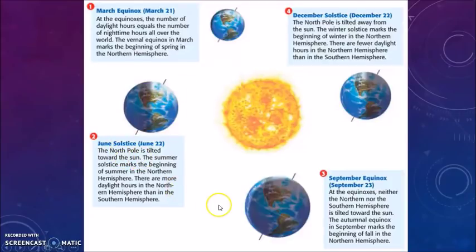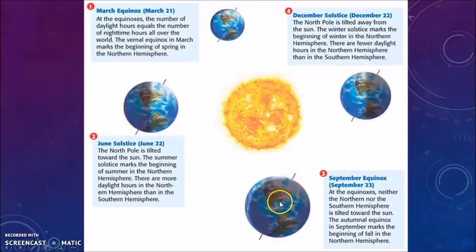As we move continuously around counterclockwise, we come to the September equinox around September 22nd, 23rd. And once again, equinoxes, neither the northern nor the southern hemisphere is tilted toward the Sun. Your autumnal equinox in September marks the beginning of fall in the northern hemisphere.